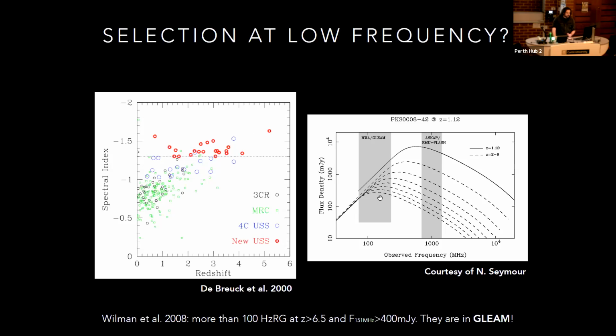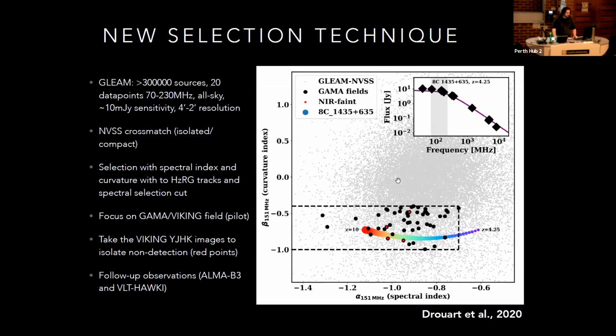Now, the problem with this technique is that you start hitting the sensitivity threshold of the radio surveys. That's why the progress to find even higher redshift was so long and so painful, because you basically need to push the flux limit. But you can alleviate this simply by going to lower frequency, because you gain a lot of flux and you do the same kind of exercise. So that's how we designed our new technique, using the MWA.